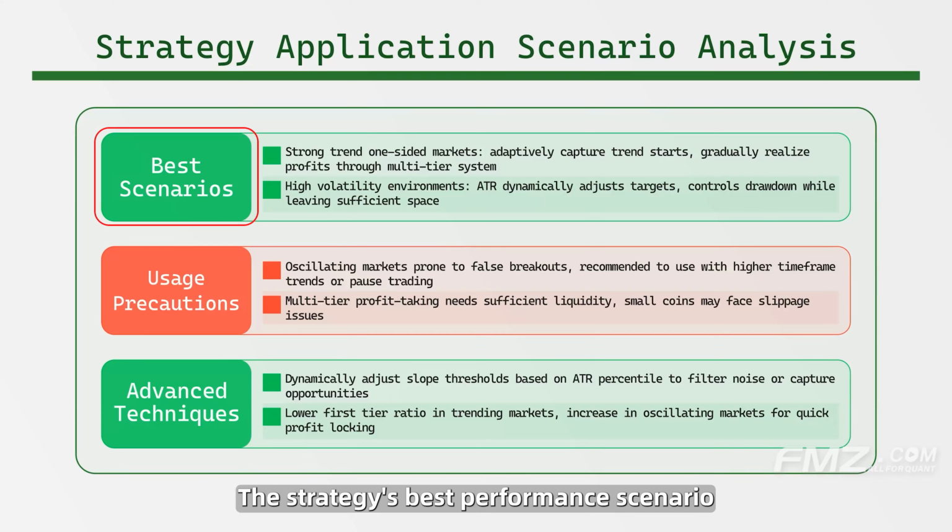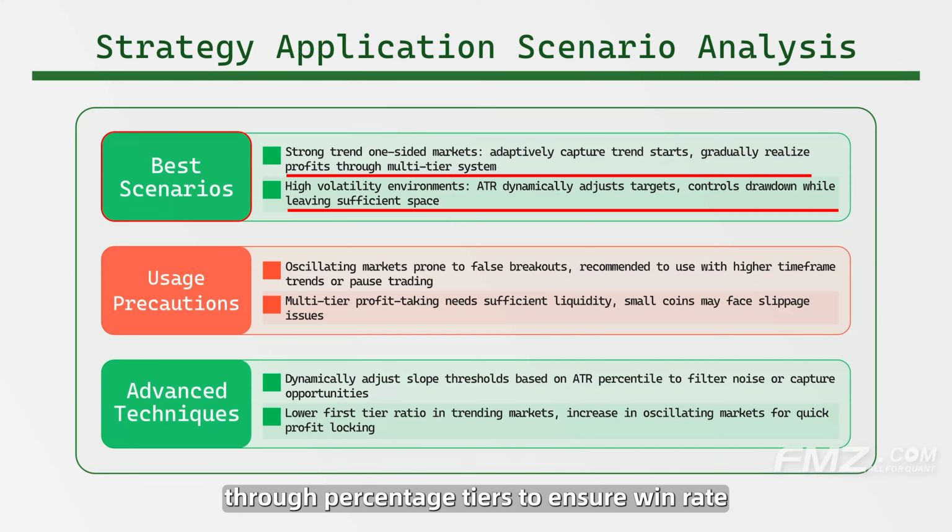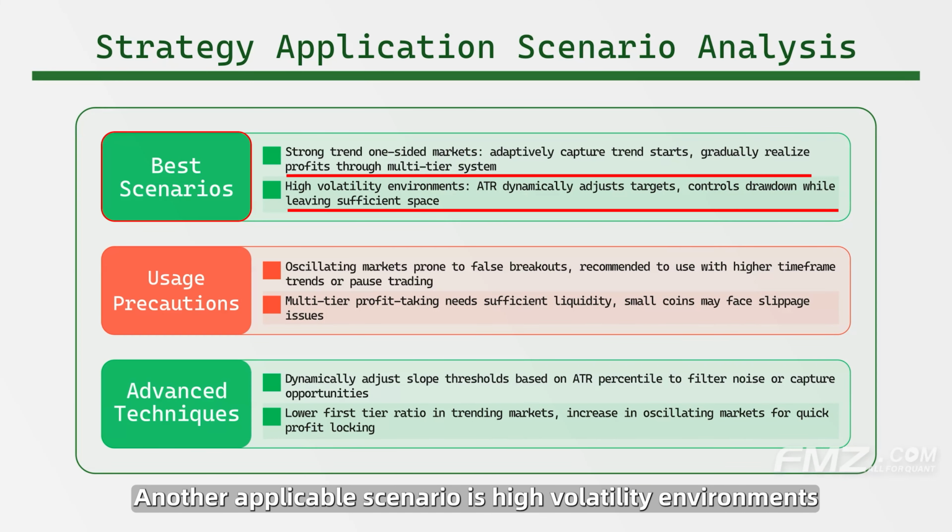The strategy's best performance scenario is strong trend markets, especially the one-sided rapid rallies or crashes common in cryptocurrency markets. In such markets, VIDYA's adaptive characteristic can quickly keep up with price rhythm. Bollinger Band breakouts effectively filter noise. Multi-tier profit-taking can both quickly lock partial profits through percentage tiers to ensure win rate and capture large volatility gains through a TR tiers. Another applicable scenario is high volatility environments.